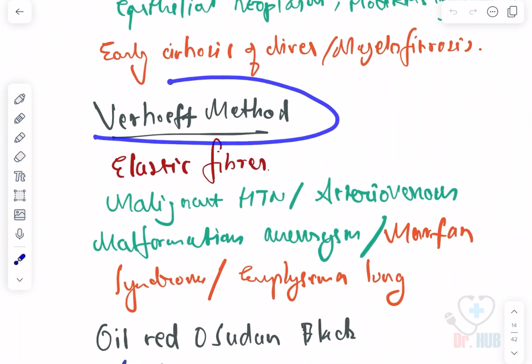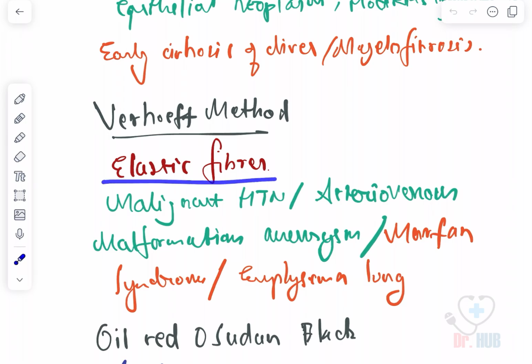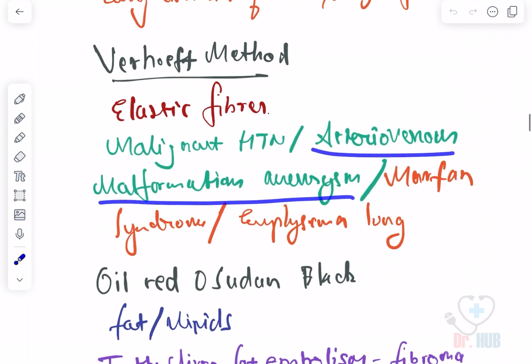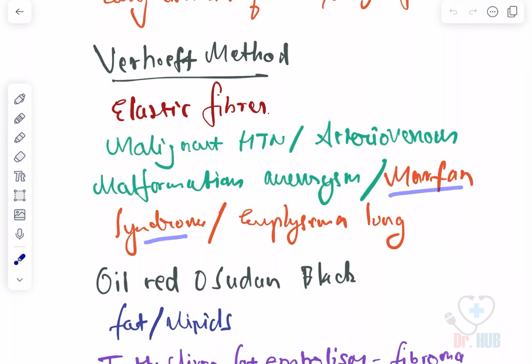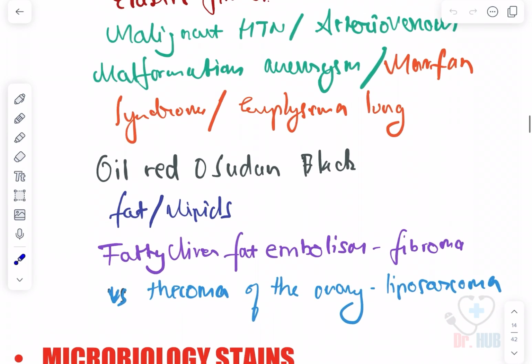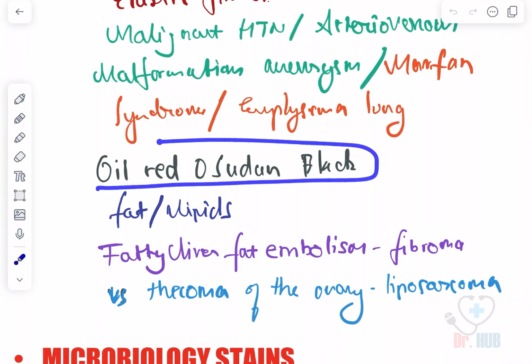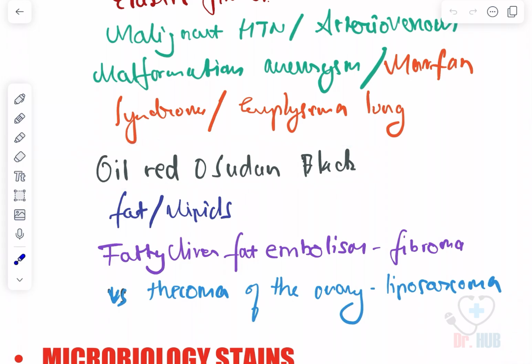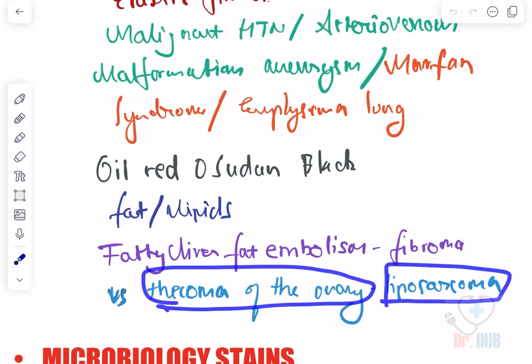Next, the Verhoeff method. So here it includes the elastic fibers, then the malignant hypertension, arteriovenous malformation, aneurysms. Next, the Marfan syndrome as well as the emphysema of the lung. Then we look at lastly the oil red O or Sudan black. So this is for the fats and lipids and the fatty liver, fat embolism, that is the fibroma versus the thecoma of the ovary, that is the liposarcoma.